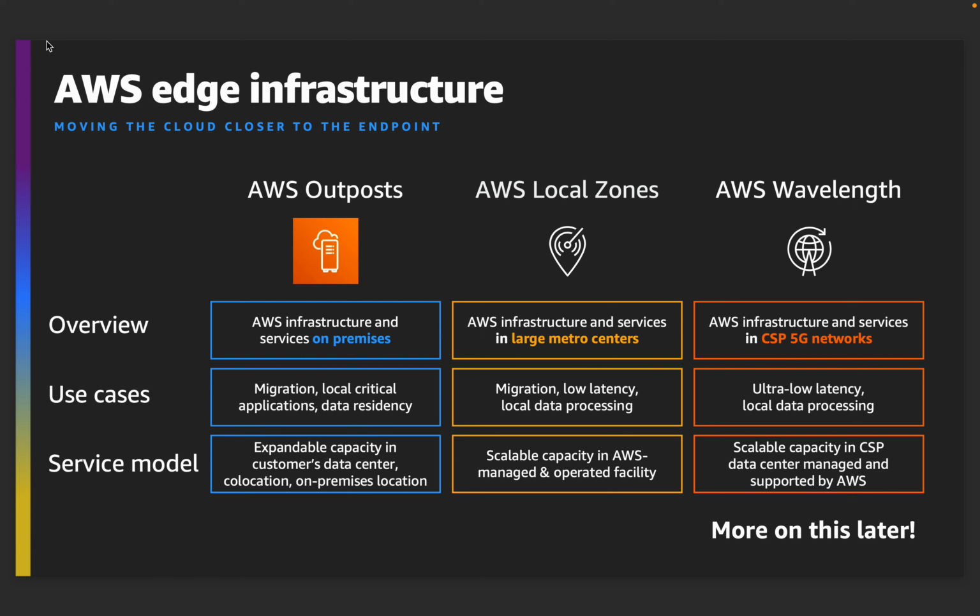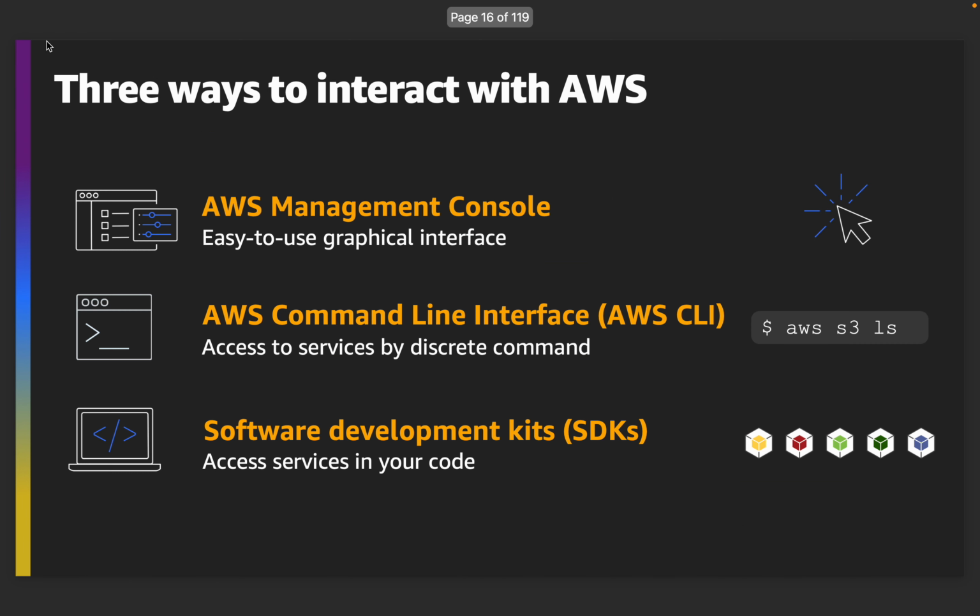And service model, expandable capacity in the customer data center, co-location on premises location. AWS Outposts, and AWS Local Zone is scalable capacity, an AWS managed service facility, and AWS Wavelength is a scalable capacity, a data partner managed and supported by AWS.